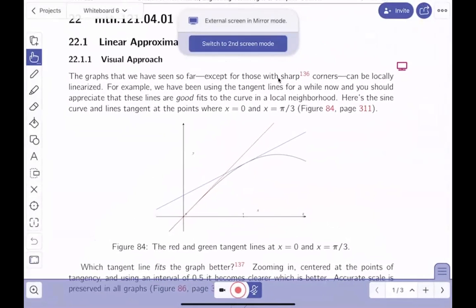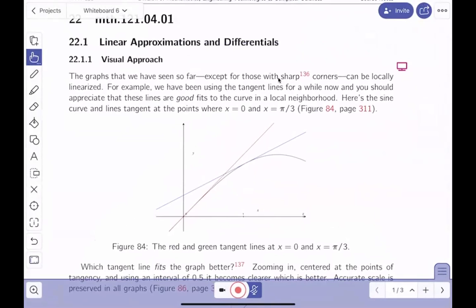All right, so let's look at this first up. They say a visual approach, and I want to be honest with you, a visual approach is really something we've done in the past. With the graphs we've seen so far, it says the graphs, except the sharp corners, can be locally linearized. Yeah, we've done that before. We've been using the tangent lines for a while. So I'm going to say tangent lines are good fits in a local neighborhood.